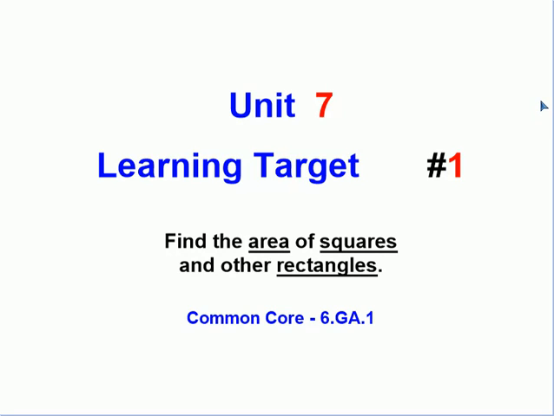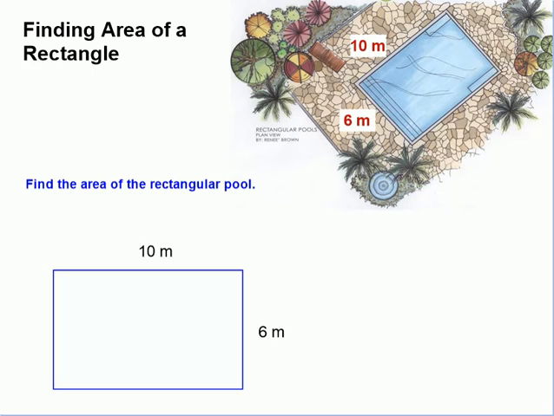Unit 7, learning target number 1. Find the area of squares and other rectangles. In this unit, we're going to cover area and volume and surface area and all those good geometry-like things. So let's begin by talking about area.